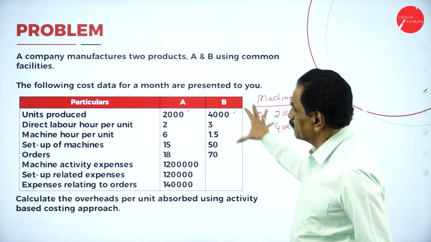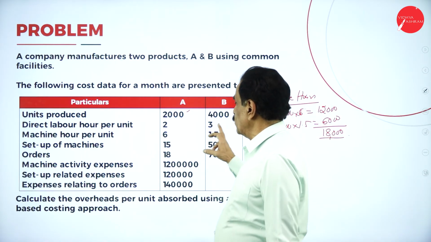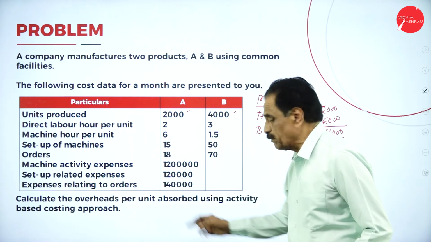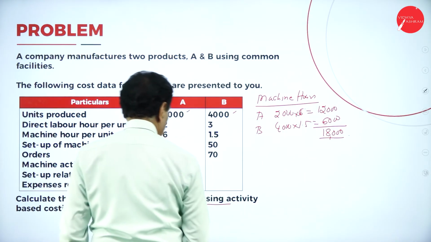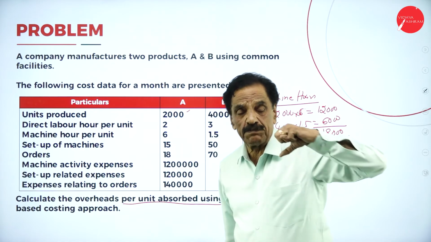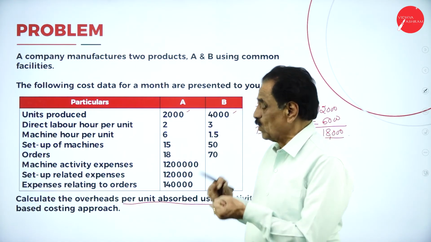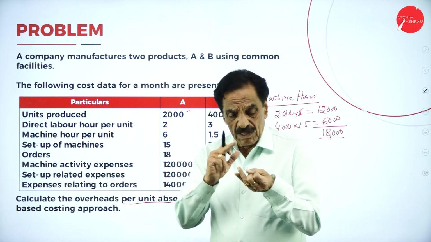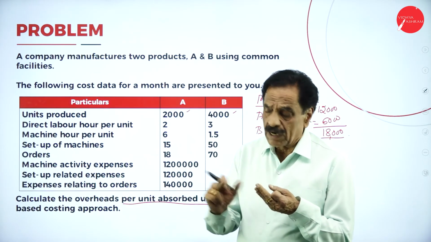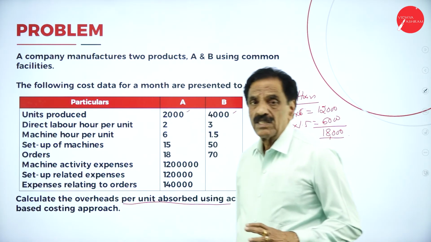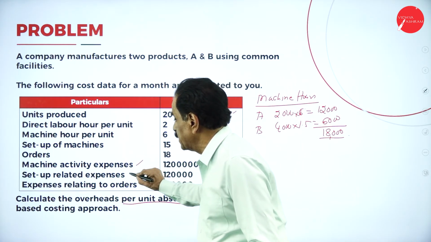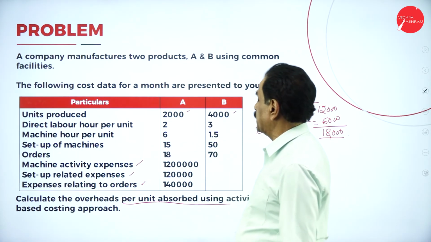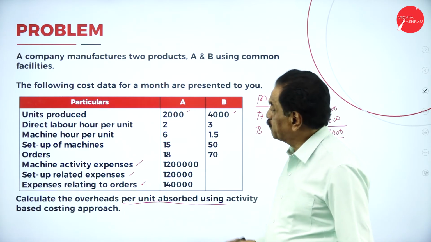Using the units produced and the hours taken, we get the overhead absorption per unit. Which are the 3 overheads? The machine related cost, the setup cost, and the order cost. That is how you are going to do it, very simple. Machine activity expenses, setup related expenses, and expenses related to orders. So the overhead has been distributed.